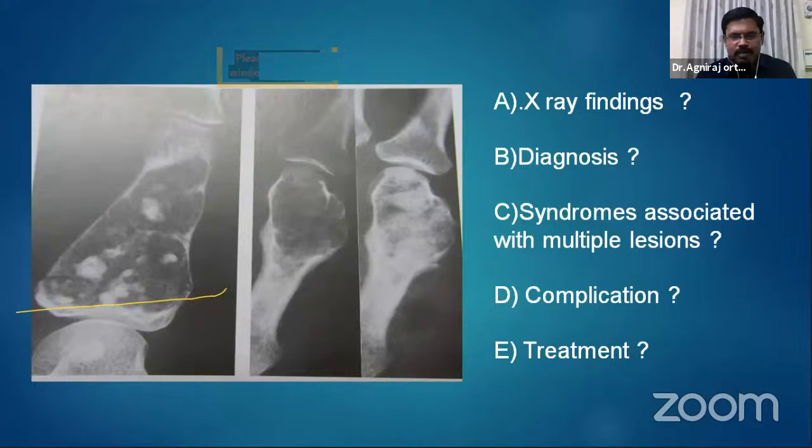Treatment of choice means you should say only one treatment. You cannot say one by one, two or three treatments. You cannot say this: extended curettage and, if necessary, bone grafting.